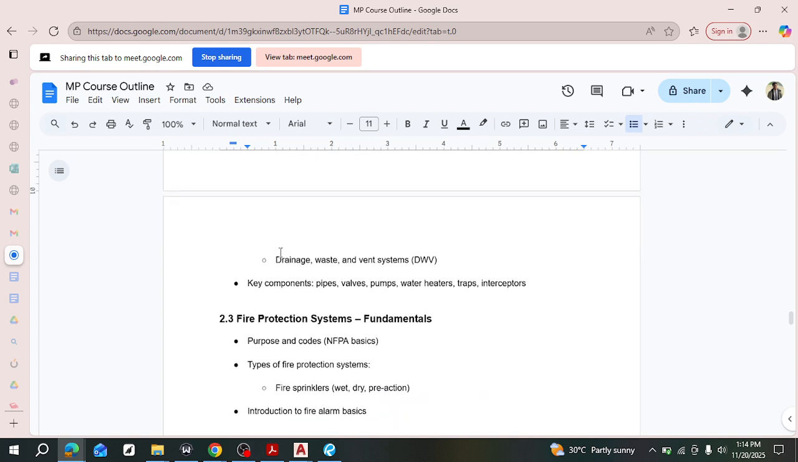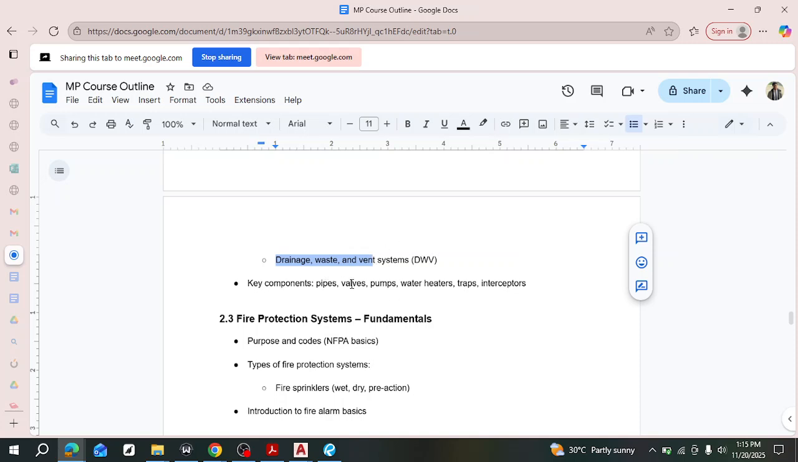Then we also talk about drainage, waste, and vents. Sometimes they use a septic tank, but that is not very common. If the client demands that you do it, but most times they connect it to the main sewage line.